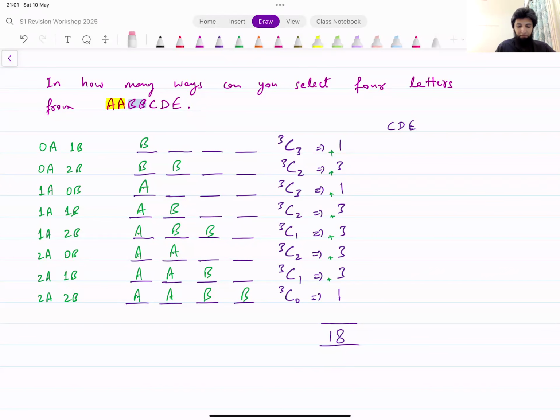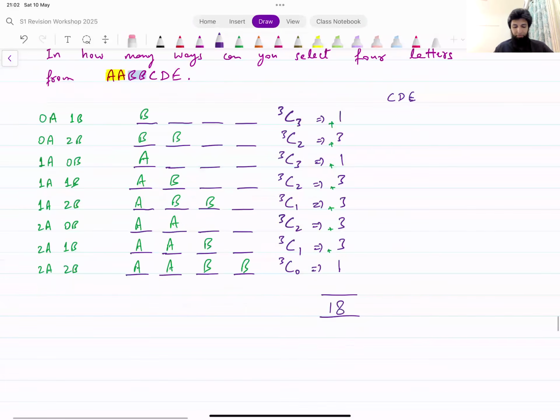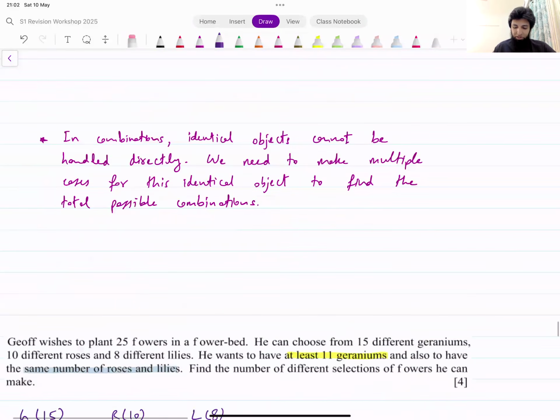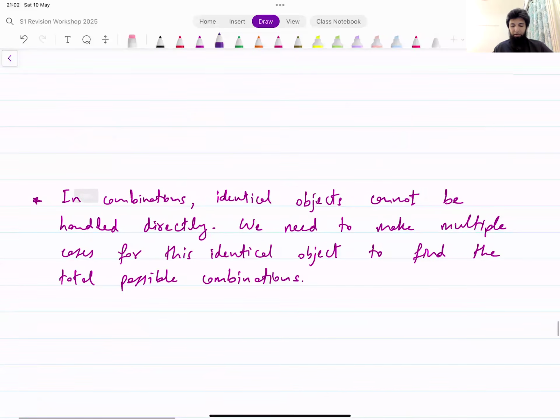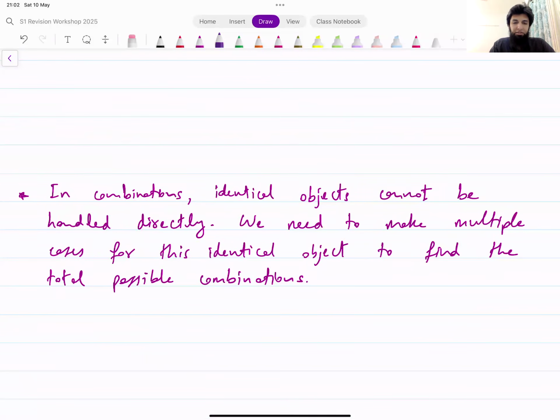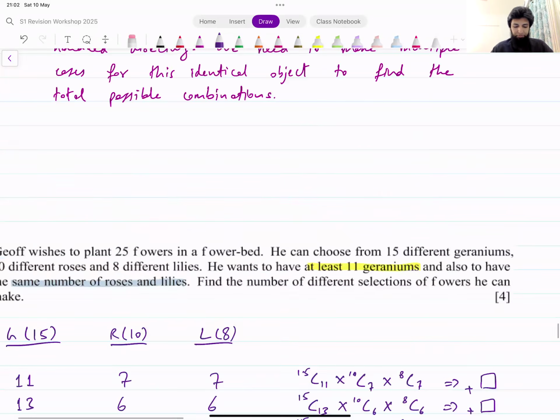Okay. Now, for the identical letters, we don't choose from them because it doesn't matter which A it is. When we're finding the number of selections, that does not matter. Okay. So in combinations, identical objects cannot be handled directly. We need to make multiple cases for the identical object to find the total number of possible combinations. We cannot handle them directly like we used to do in arrangements or permutations. In combinations, that's not possible.